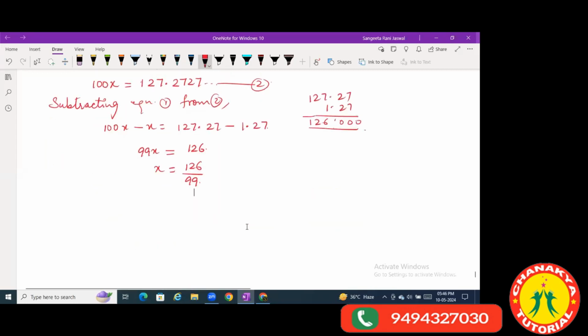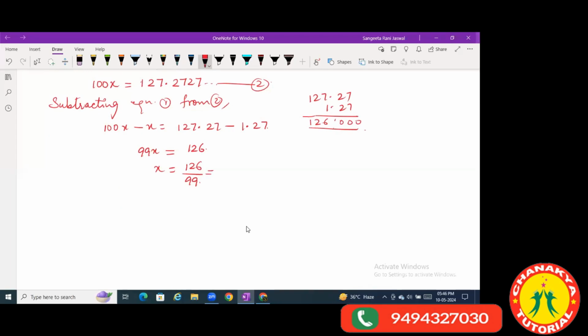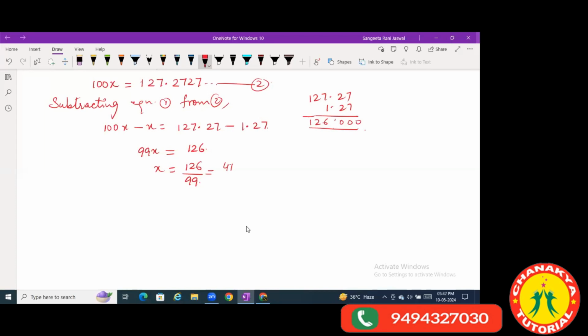Yes, children. And you can further reduce it to a lower form. Reduce this fraction to a lower form if it is possible. 41 by 33... 42 by 33, ma'am. Yeah. Okay. All right. So this is the lowest form of this.